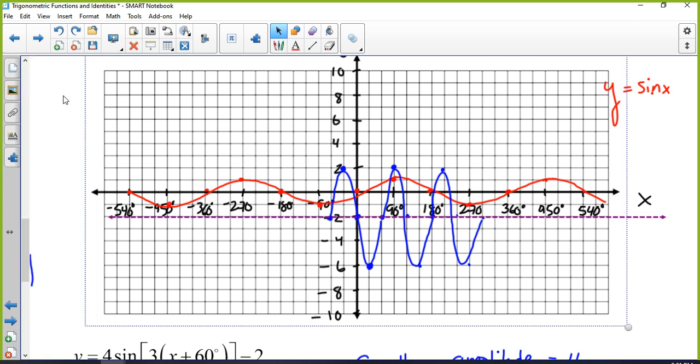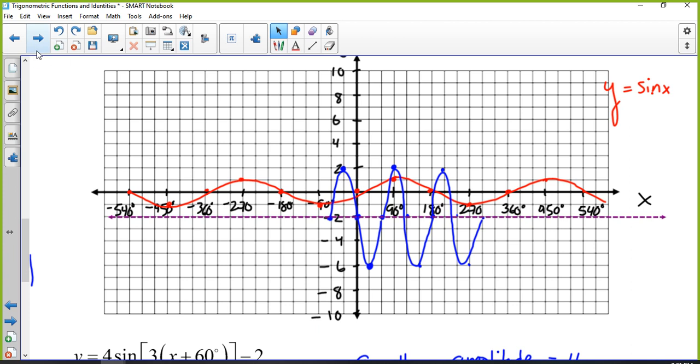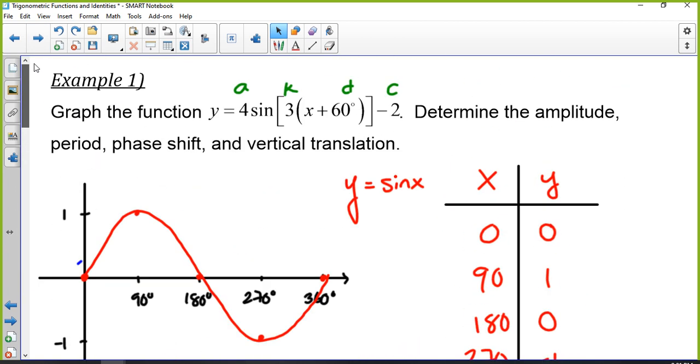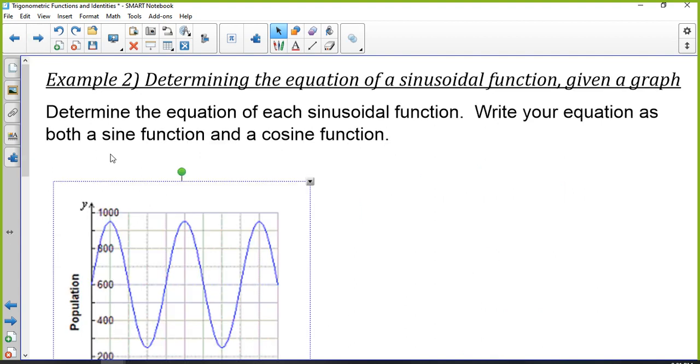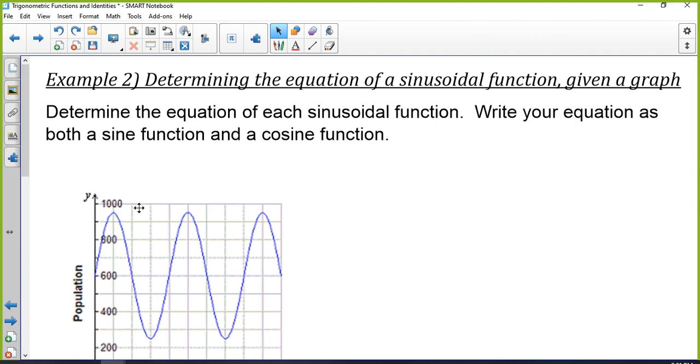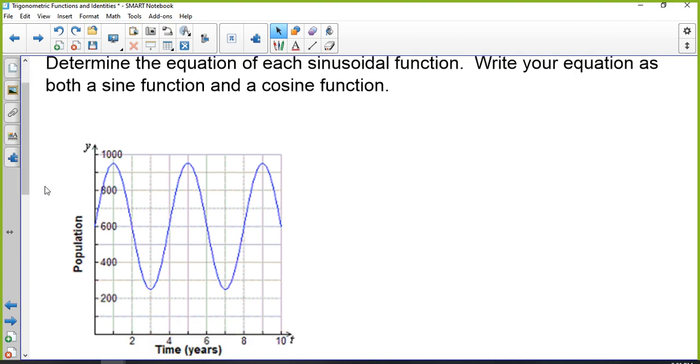Now, one important skill to have is being able to come up with the equation given the graph. So in this example, we were given the equation and we had to produce the graph. We did that using mapping rules. The other thing that we have to be able to do is come up with the equation if we're given the graph. So I have two little examples that we can do to show you how to do this.